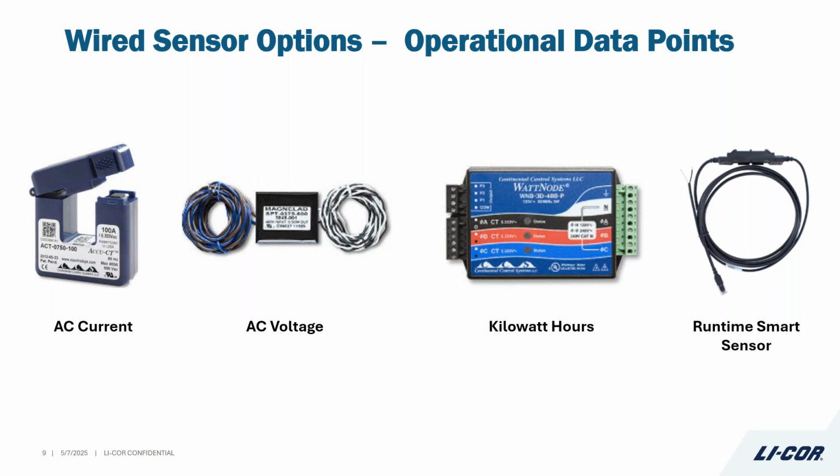AC current, AC voltage, kilowatt hours, run time. All of these are parameters that you can hook up to our wired sensor, our smart sensor options, and be able to monitor your machinery, your pumps, your VFDs, all those things that are helping you in your growing operations. You can monitor their performance. How are they performing? How much energy are you using? Because in the end, these operational machines are critical to your end goal of how your operations are going to perform. And energy consumption is a very hot topic these days.